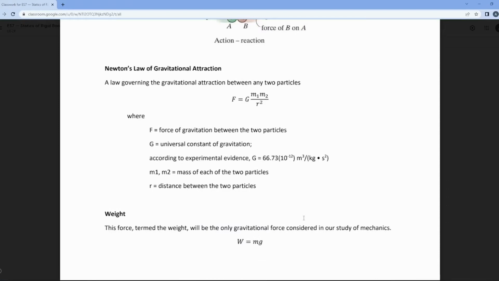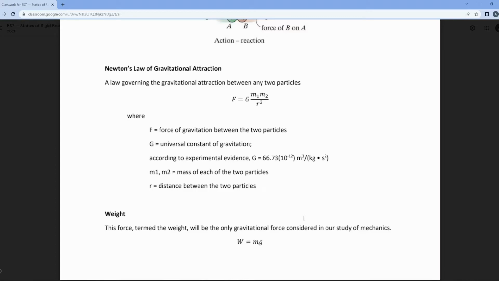Next, we have Newton's law of gravitational attraction. We have the formula F equals G m1 m2 over r squared, wherein F is the force of gravitation between the two particles, G is the universal constant of gravitation with a value of 66.73 times 10 raised to negative 12 cubic meter per kilogram second squared. And m1, m2 are the two masses of the particles being considered. And r is the distance between the two particles.